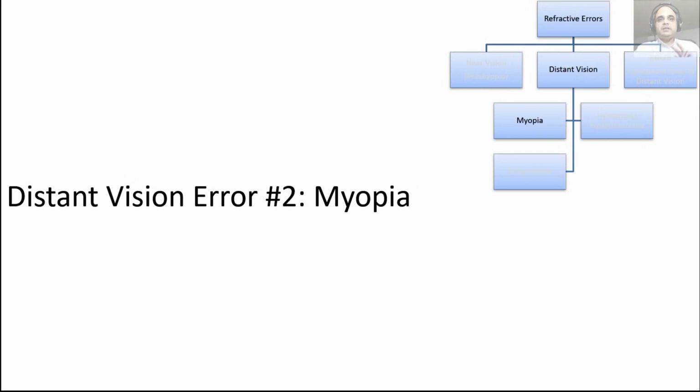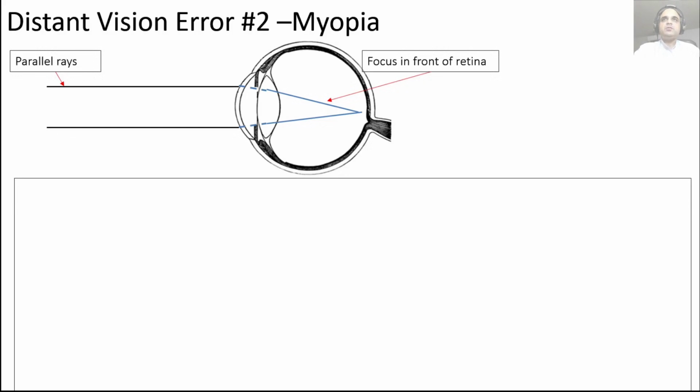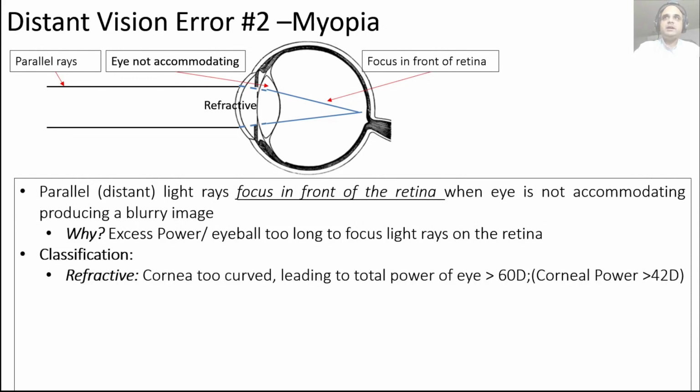Now we'll talk about the other refractive error, which thankfully is not as tricky as hypermetropia, which is called myopia. Myopic refractive errors occur when parallel light rays focus in front of the retina when the eye is at rest, i.e. not accommodating. And this happens because this time the cornea is too curved, has too much power. So the power of the eye is more than 60 diopters because the power of the cornea is more than 42 diopters. That is described as refractive myopia.